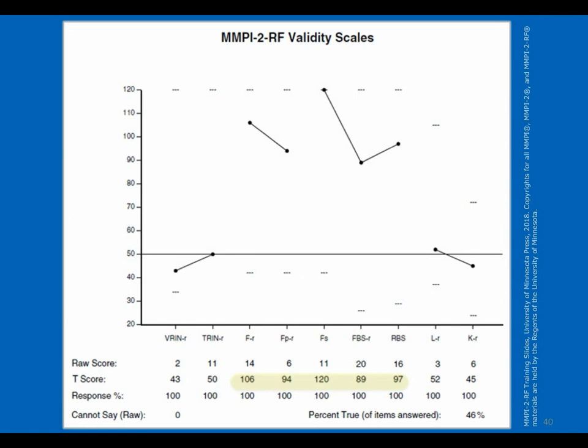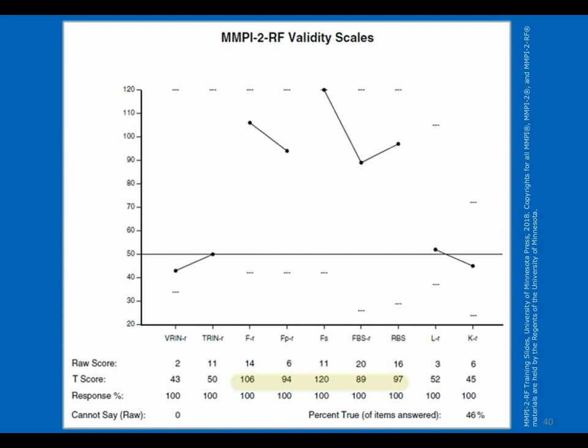In this example, we have several indications of overreporting in a variety of different domains. So not only is there evidence that the individual is potentially overreporting psychopathology, as indicated by F and FP, but also there's very strong evidence that they are overreporting somatic complaints, as we see with an FS score of 120, and also FBS and RBS are also elevated.